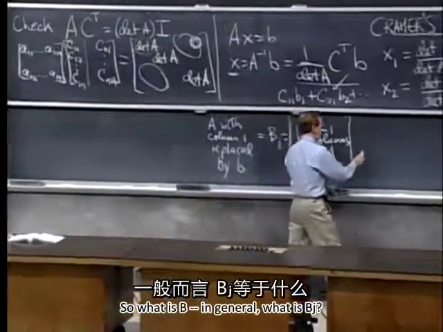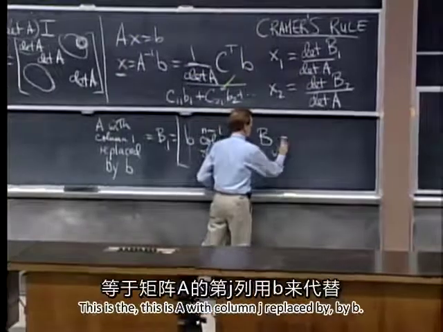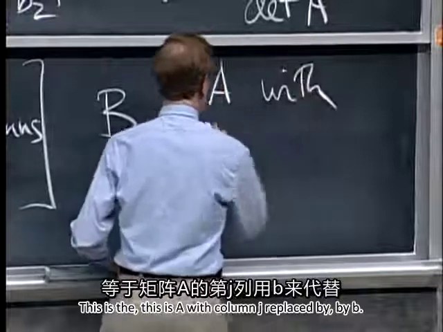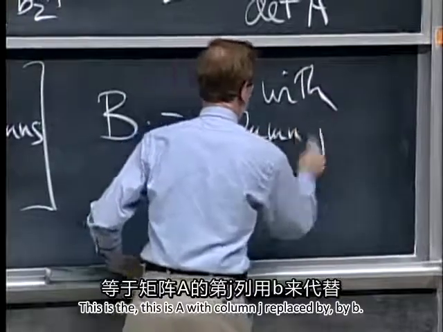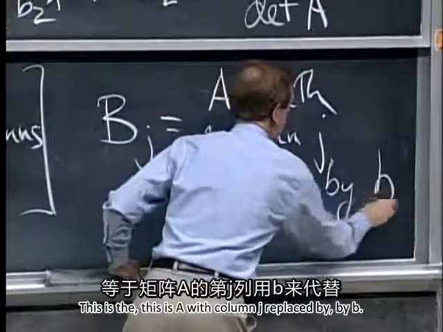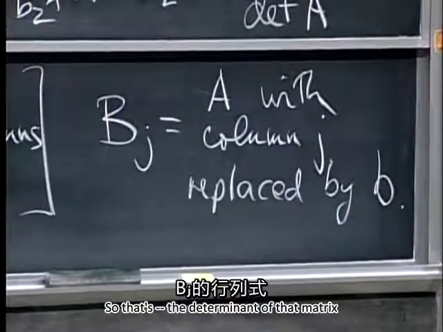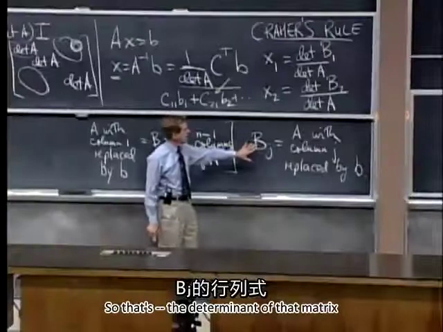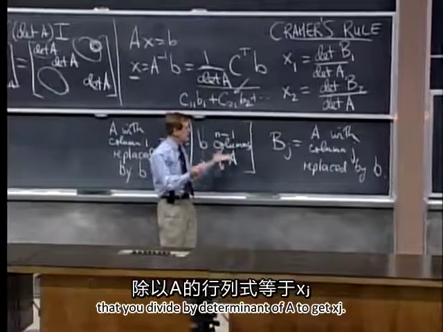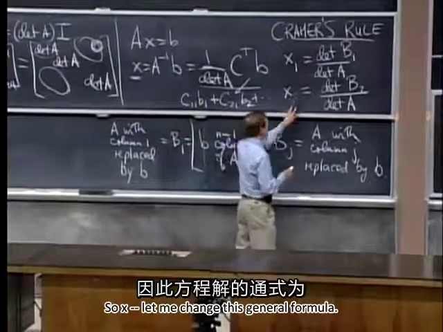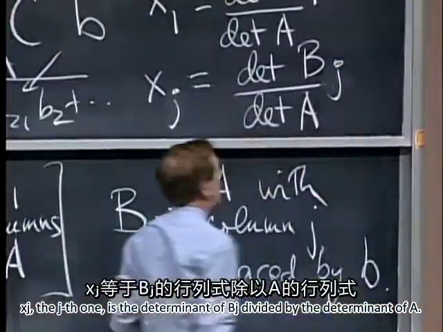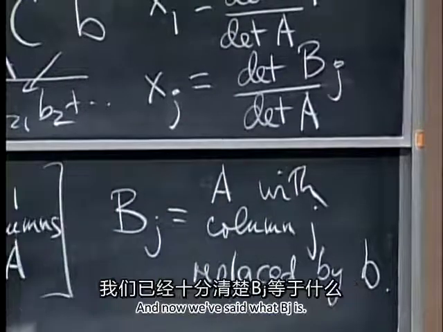So what is Bj, in general? This is A with column j replaced by B. So it's the determinant of that matrix that you divide by the determinant of A to get xj. So let me change this to the general formula. Xj, the jth one, is the determinant of Bj divided by the determinant of A. And now we've said what Bj is.